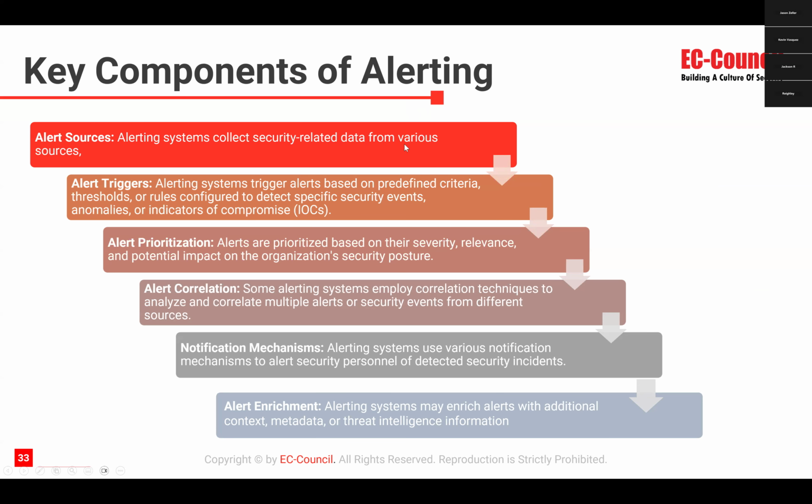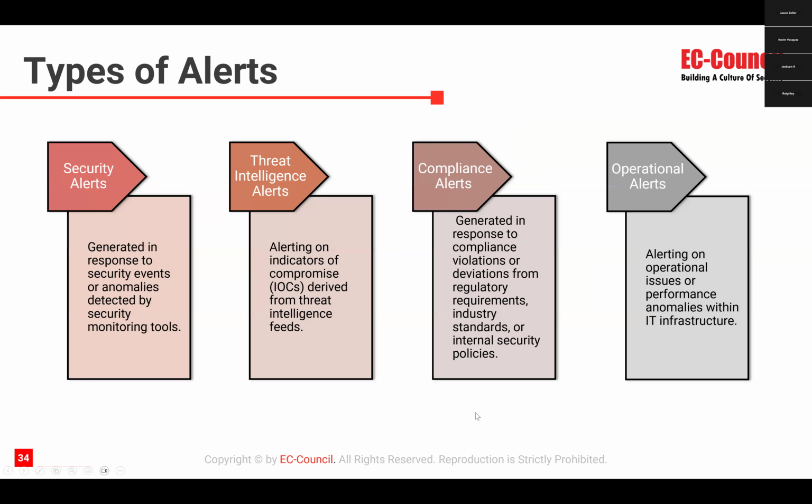Okay. In your alerting, you're going to have your sources that you get the alerts from, the triggers that you define based off your predefined thresholds and criteria, your alert prioritization, what is the relevance and the impact on the security of the organization itself. If you can correlate some of those alerts together, and then how you're going to go about notifying people in that, and then any kind of enrichment in terms of context, metadata, or even pointing directly out to the vulnerability, maybe the CVE that it's being impacted by. All right.